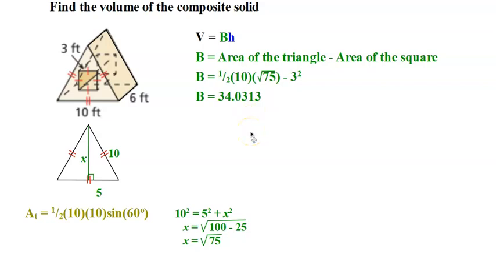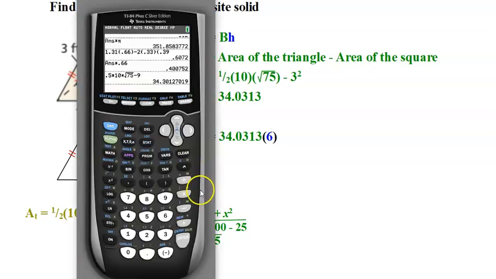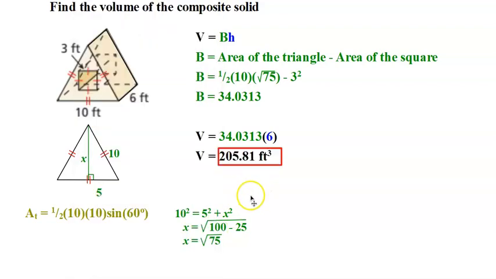Boom. So there's the area of my base, and now I need to just take that and multiply it by my height, which was 6. The height of the prism, not the height of the triangle. So times 6 gives 205.81 cubic feet. And there it is.